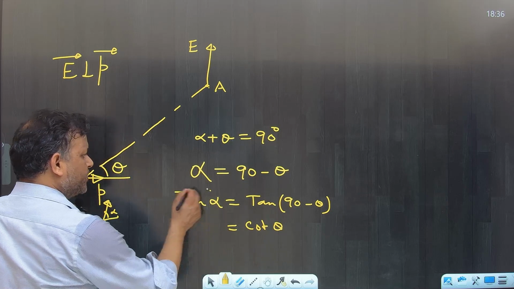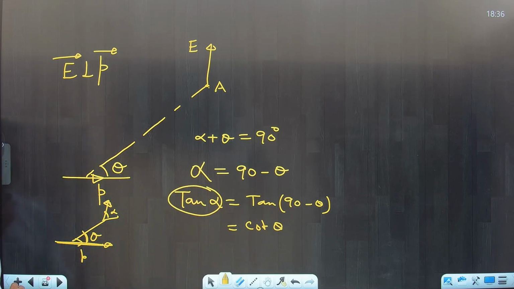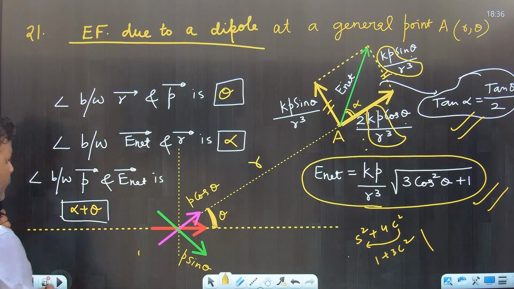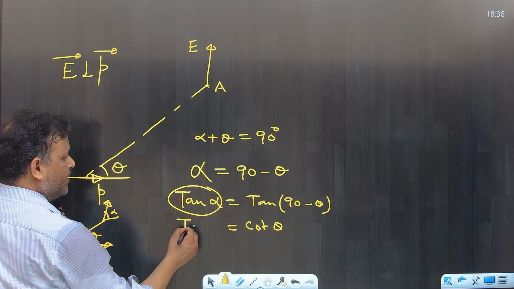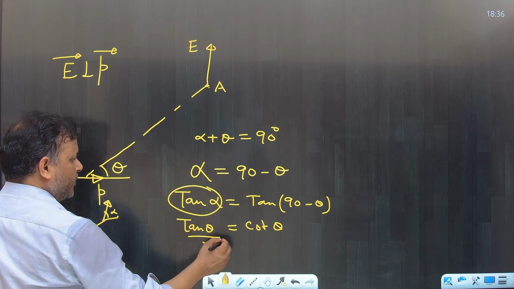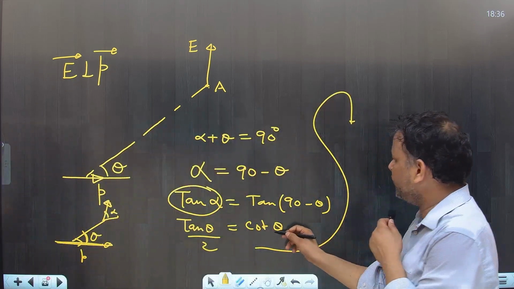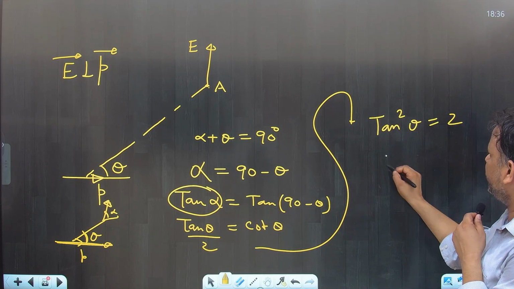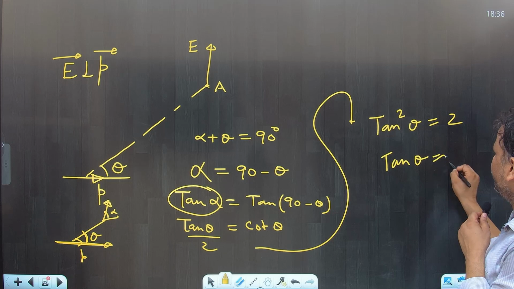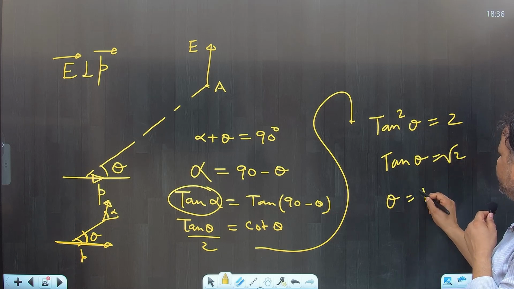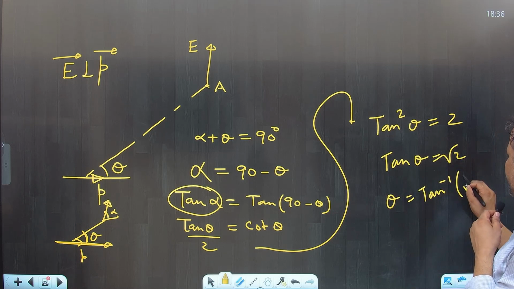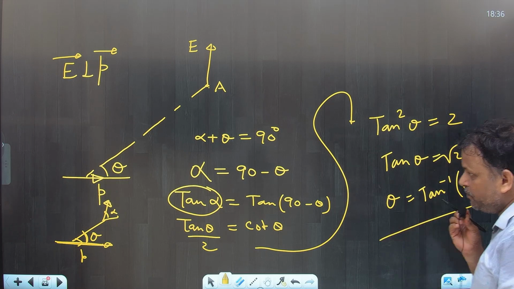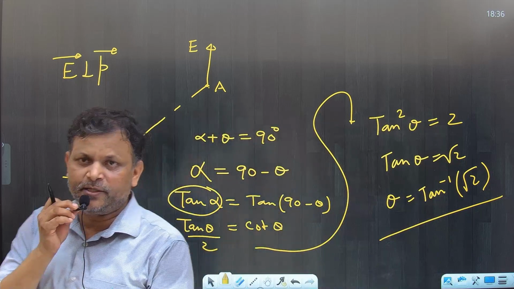And in the formula, you just observed that tan alpha was tan theta by 2. So you will write tan theta by 2 equals cot theta. It will become tan square theta is 2. It means tan theta is root 2. So theta will become tan inverse root 2, right? So this is the angular position of that point at which the electric field will be perpendicular to the dipole moment vector, right?